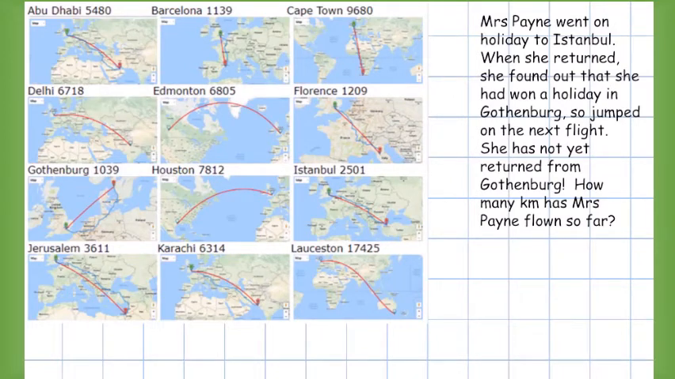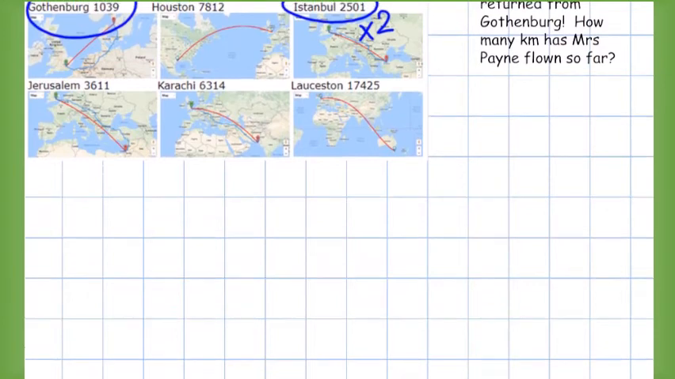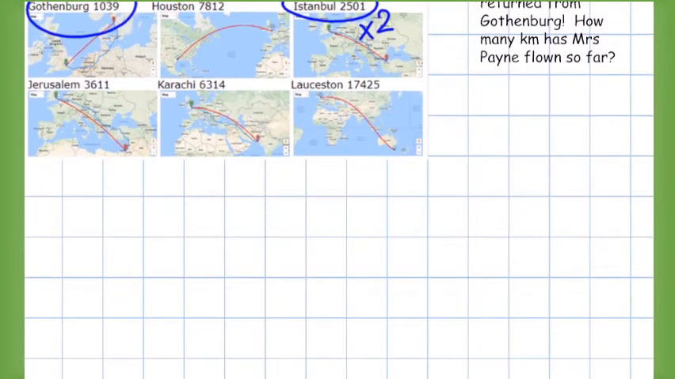Mrs. Payne went on holiday to Istanbul. So we know she went on holiday to Istanbul. We also know that she returned from Istanbul. So we need Istanbul times 2, because when she got home, she found out that she had won a holiday to Gothenburg. Gothenburg's over here. But what she hasn't done is come home from Gothenburg yet. She's still there. So what calculations do we need to make? We need to make Istanbul times 2.